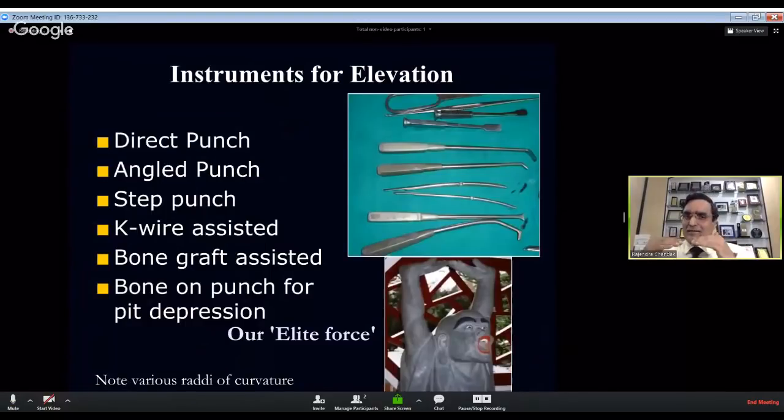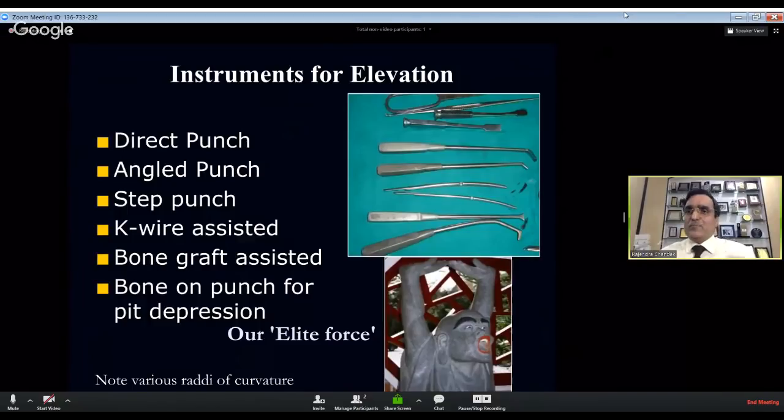For all this elevation purpose, we need a variety of elevators or punches or tamps. We may have a direct punch, an angle punch, or a step punch. At times we need a K-wire assistance to hold that fragment in position, or at times a bone graft punch. I will be coming to all of these elevations one by one.